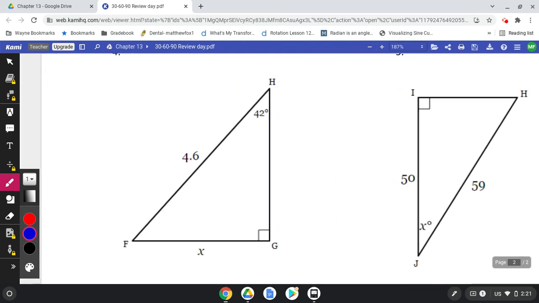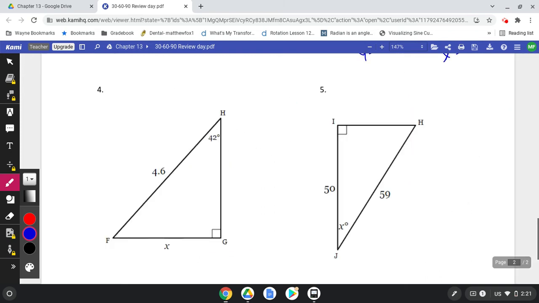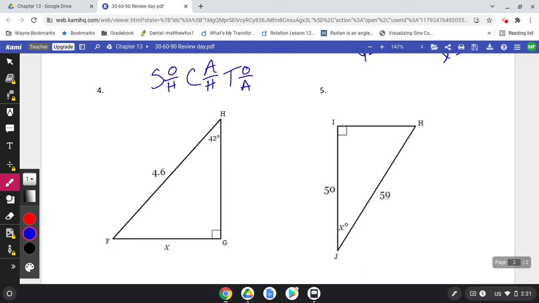All right, now number 4 here, right from the start, hopefully you notice 42 degrees. That should be a red flag. We aren't using a special right triangle. We are using SOHCAHTOA. So SOHCAHTOA, we need to think back. What sides do we have here? So the hypotenuse is 4.6. X is our O because it is opposite of 42. It's on the other side, not next to. So O and H, we're going to use sine.